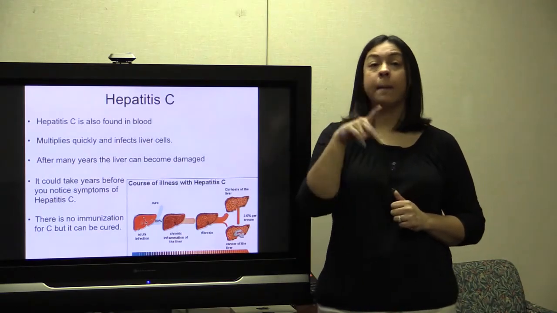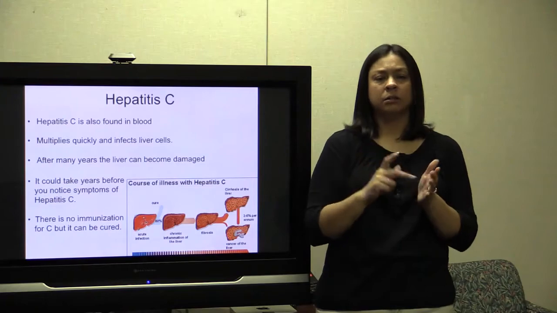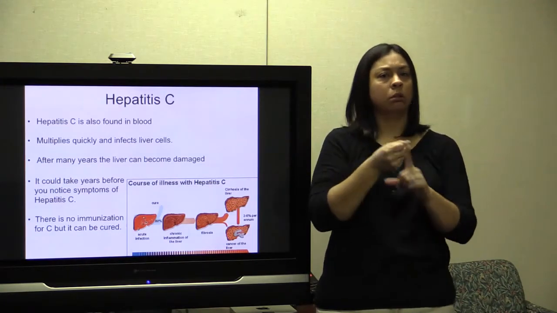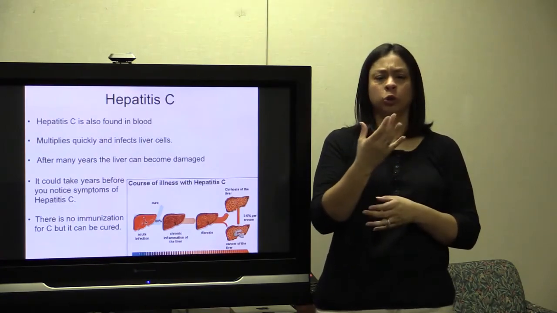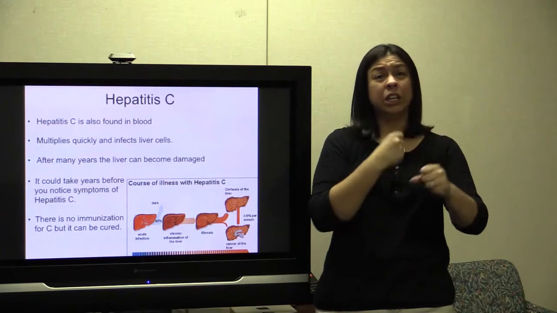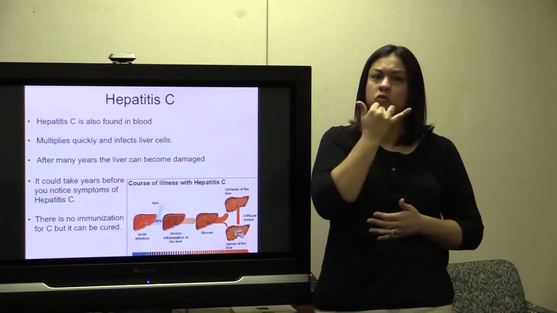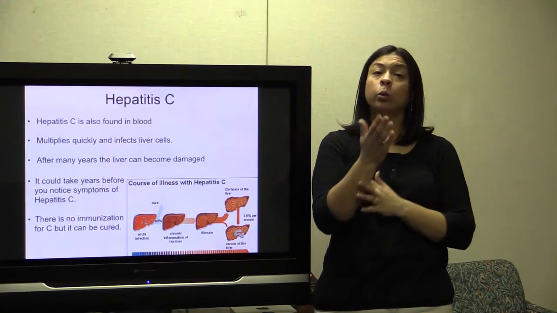Hepatitis C is also found in the blood. It multiplies quickly, and it infects the liver. And you can see here how it actually ends up making holes in the liver, and you can't live without your liver. It can take years, though, to notice the symptoms. There is no immunization for hepatitis C, but it can be cured by a liver transplant.